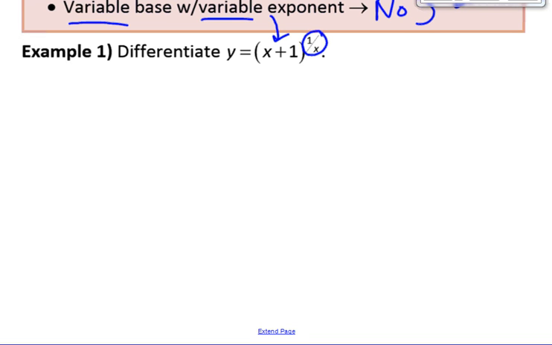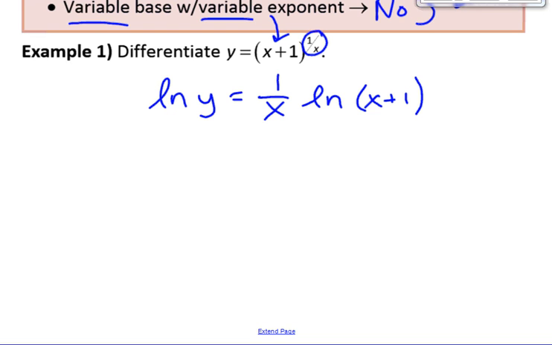So when I take the natural log of both sides, what happens is that the 1 over x can now come down, and you get this here. Now I haven't taken the derivative yet. I've just simply taken the natural log of both sides and brought down the 1 over x exponent. So now I'm going to take the derivative. The derivative of natural log of y is y prime over y.